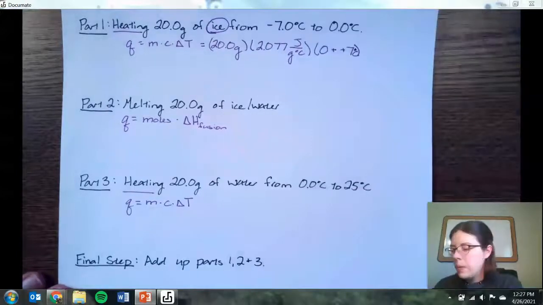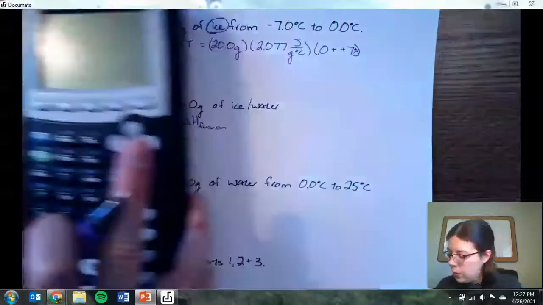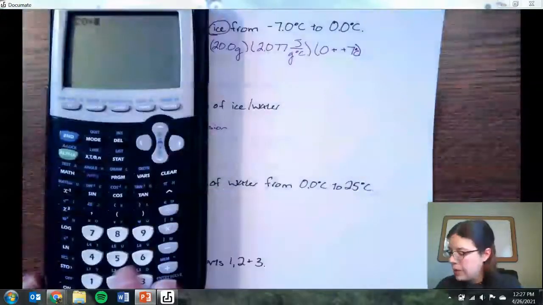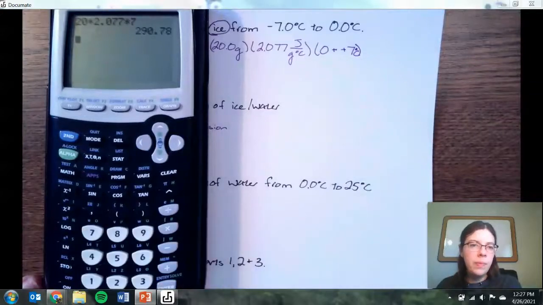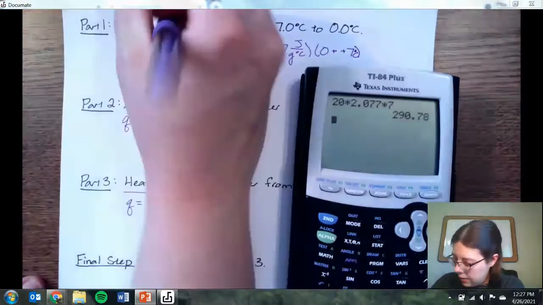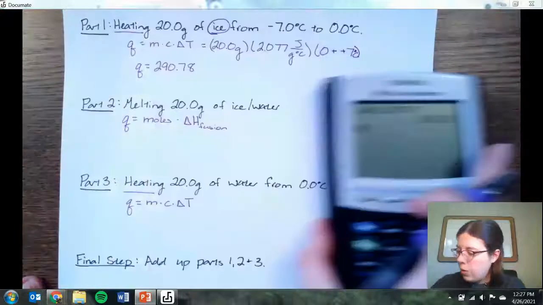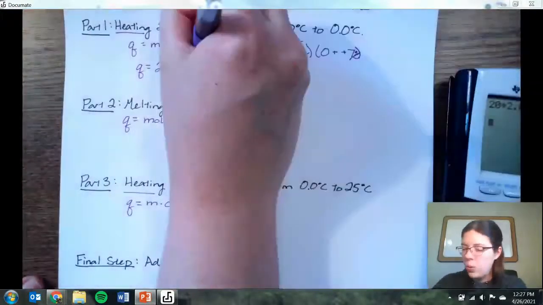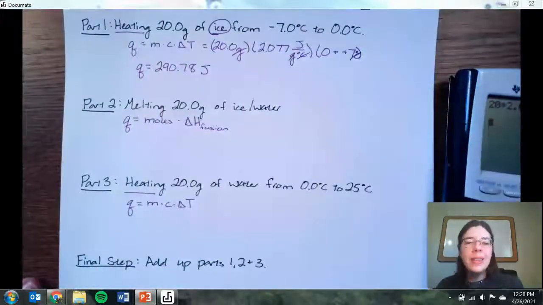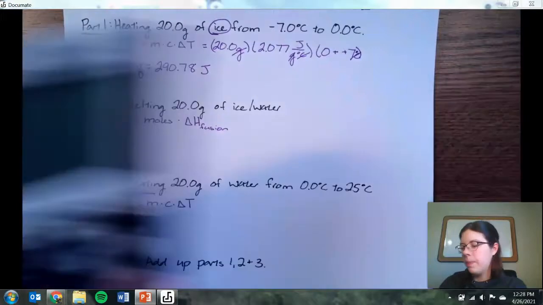So now we're going to multiply those values together. So Q is equal to 20 times 2.077 times 7. Go ahead and plug that in. That is 290.78. And if we think about our units, grams cancel out, degrees Celsius cancel out, leaving me with joules. Now, I'm not going to think about sig figs yet. I'm going to wait until the very end and then figure that out later.